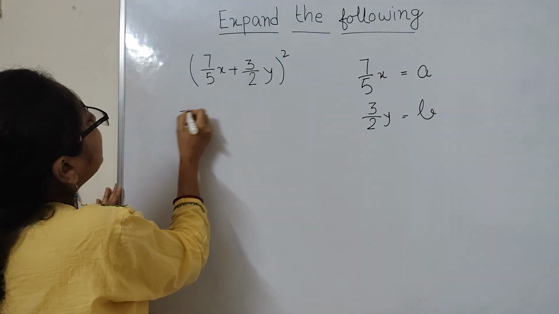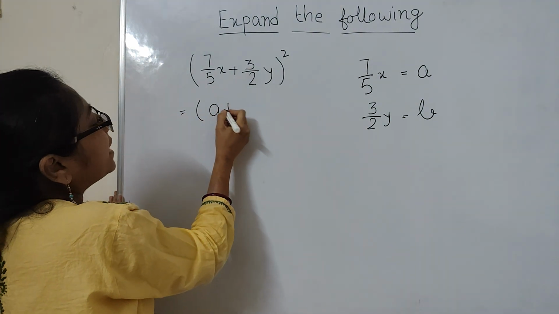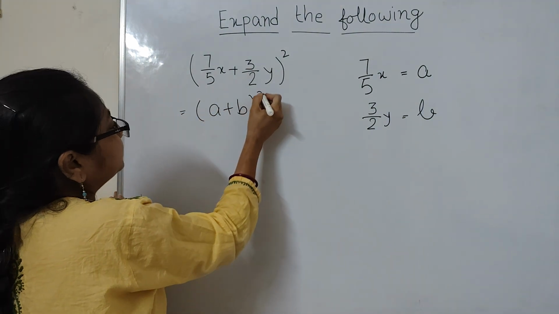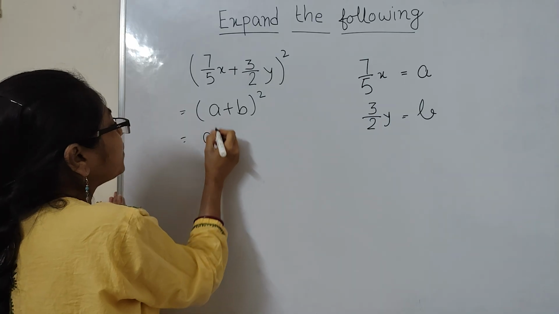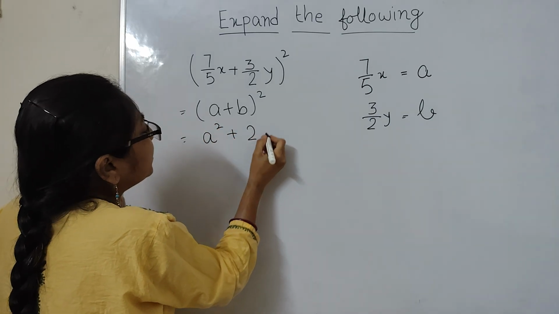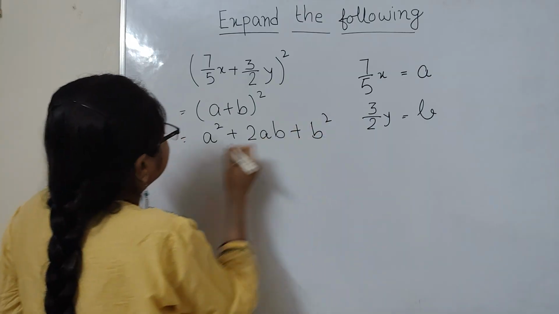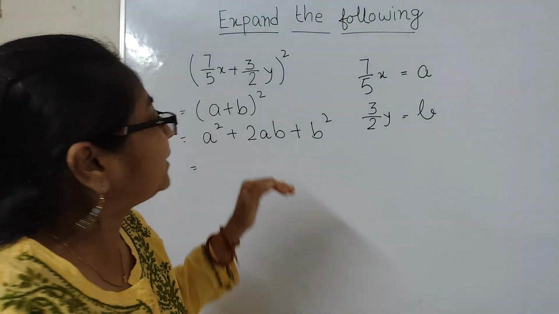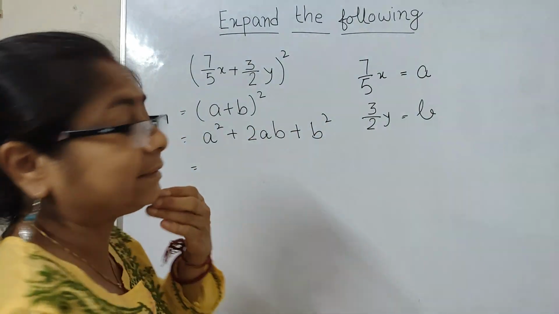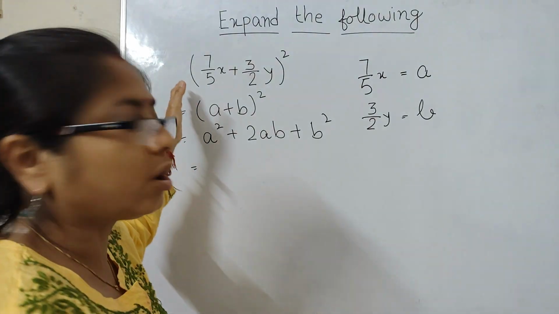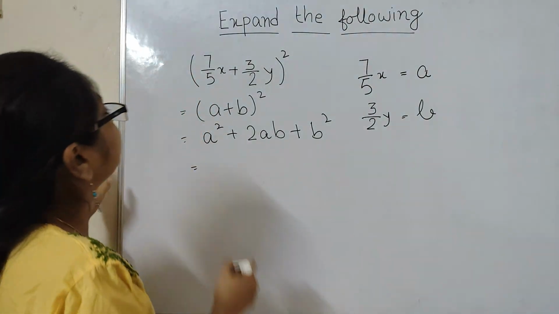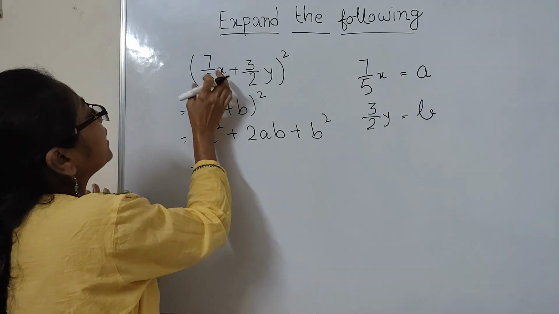Then what's the formula? This is (A plus B) whole square, which is A square plus 2AB plus B square. It is your first math, so I teach in this way, but at the time of the exam, it is not necessary to write this part. So here 7 by 5x is the A.